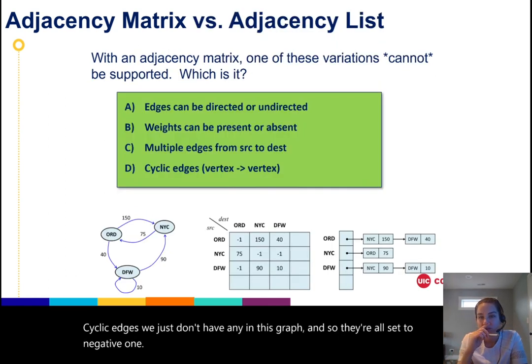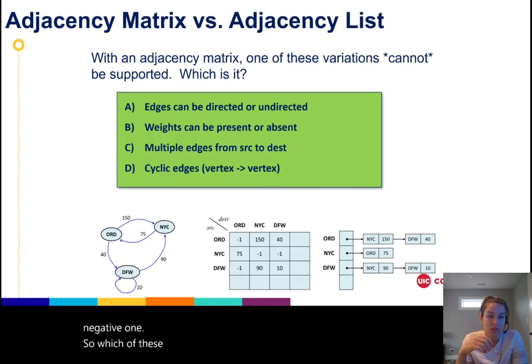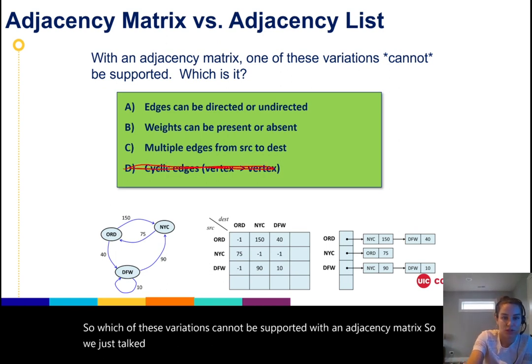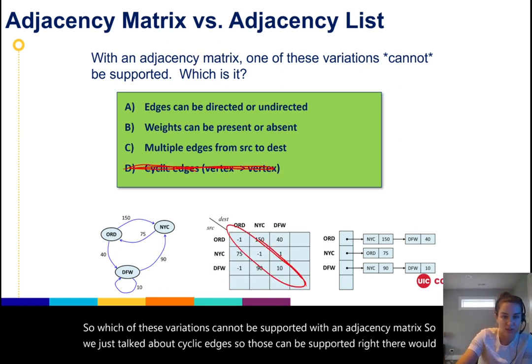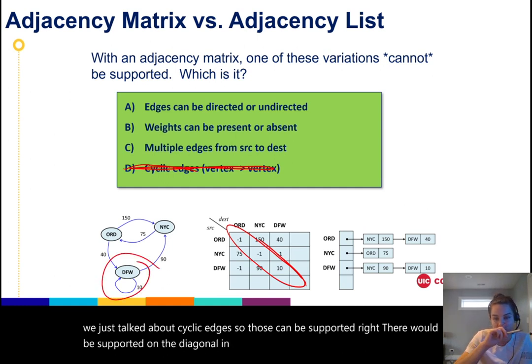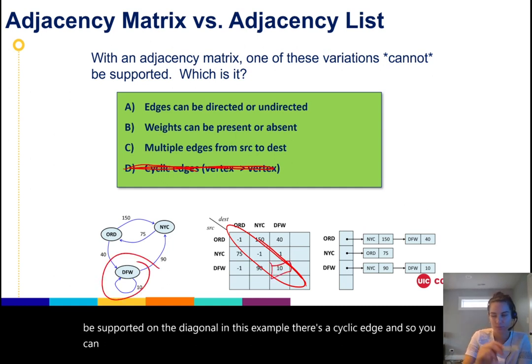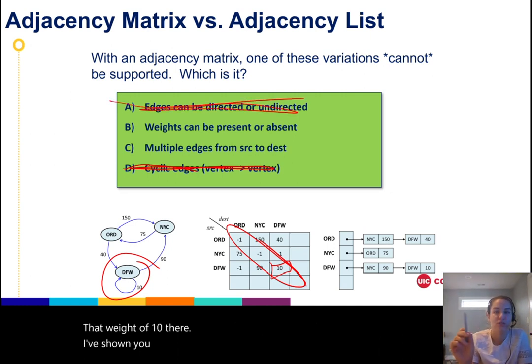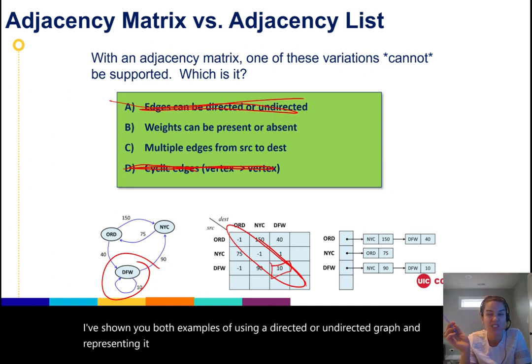So which of these variations cannot be supported with an adjacency matrix? We just talked about cyclic edges, so those can be supported, right? They would be supported on the diagonal. In this example, there's a cyclic edge, and so you can see that there is that weight of 10 there. I've shown you both examples of using a directed or undirected graph and representing it with an adjacency matrix. It's slightly different, but you can see that they both work.